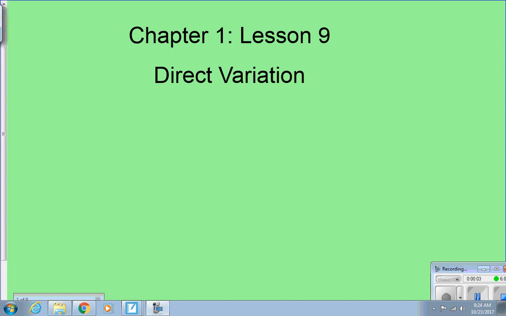Ladies and gentlemen, today is chapter 1, lesson 9, direct variation. Here's the thing. This is our last section of this chapter. I feel like it's really been really long. But if you think about it, it all builds on top of each other, right? So if you know how to do one thing, you pretty much know how to do everything else.